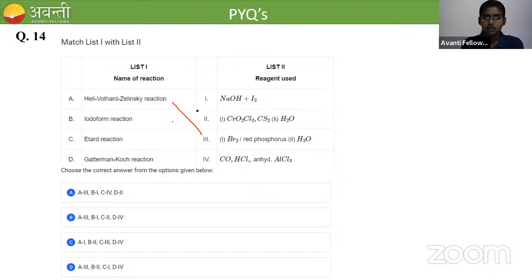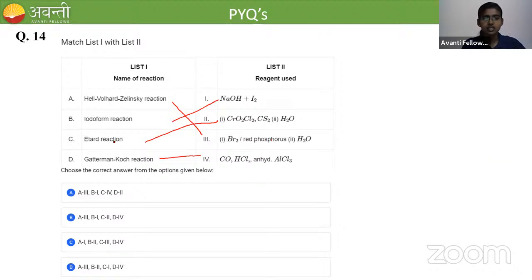In iodoform, we use sodium hydroxide as a base and iodine. In the Etard reaction, chromyl chloride is used. Gattermann-Koch is carbon monoxide with HCl. So A goes to 3, B goes to 1, C goes to 2, and D goes to 4. So which is the correct answer? Option C. No. Just to see once again. A goes to 3. Option C is not the correct answer. Option B is the correct answer.